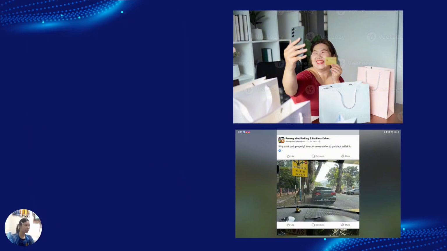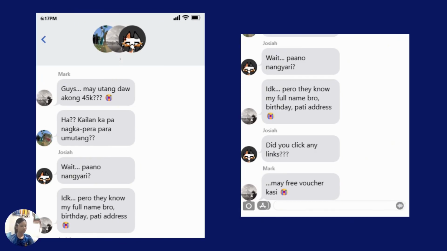And in another situation, let's take a look at the conversation between these three boys. So, naa si Mark, si Josh, and si Josiah. Mark announced in the GC, "Guys, may utang daw akong 45,000 pesos." Josh asked, "Ha? Kailan ka pa nagkapera para umutang? Wait, paano nangyari?" "IDK, pero they know my full name, bro. Birthday, pati address." Josiah asked, "Did you click any links?" And Mark finally replied, "My free voucher kasi."